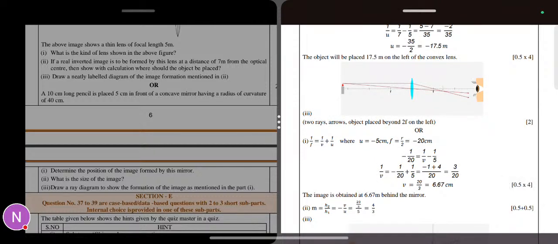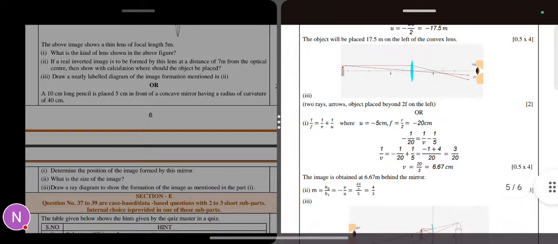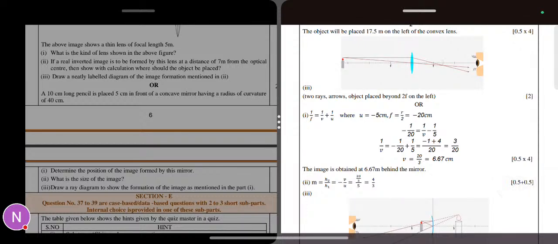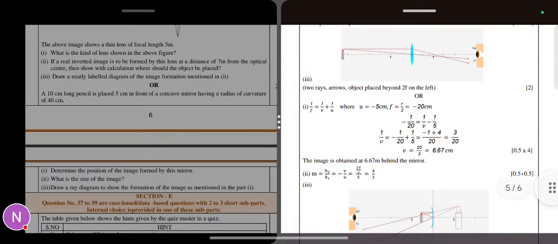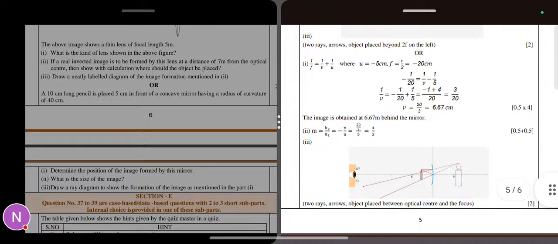And second question, what is the size of the image? So m is equal to h2 by h1, that is equal to minus v by u, that is equal to (20 by 3) by 5, that is equal to 4 by 3 is the size of the image. And draw a ray diagram to show the formation of the image as mentioned in part 1. So here you have to draw the ray diagram. Object placed between the pole and the focus.